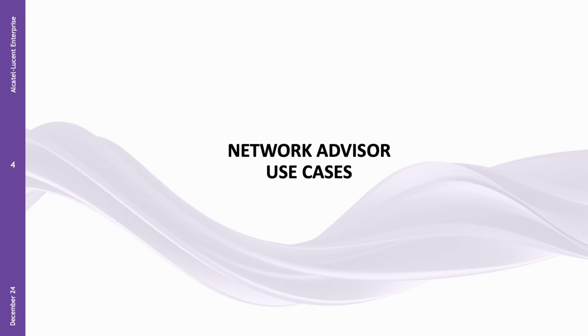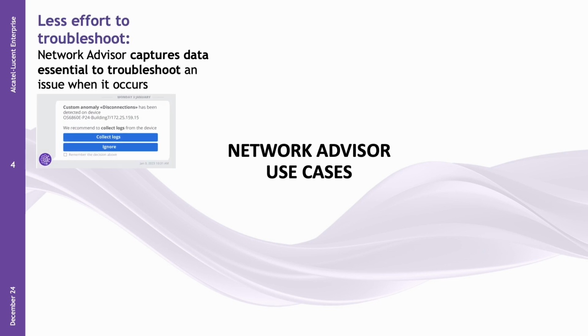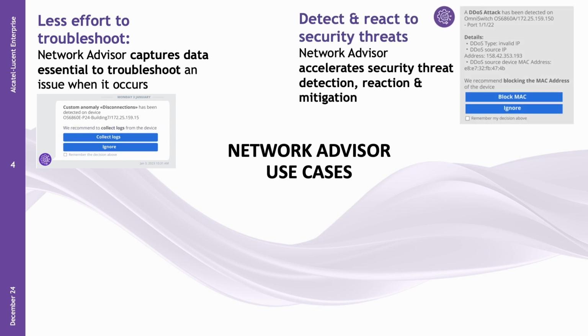Here are some examples of the anomalies that Network Advisor can detect today. It simplifies troubleshooting by efficiently collecting logs, significantly reducing effort and time. Network Advisor can identify and respond to security threats. For instance, it can detect a DoS attack and provide the option to block the MAC address at the origin of this attack by applying a policy.